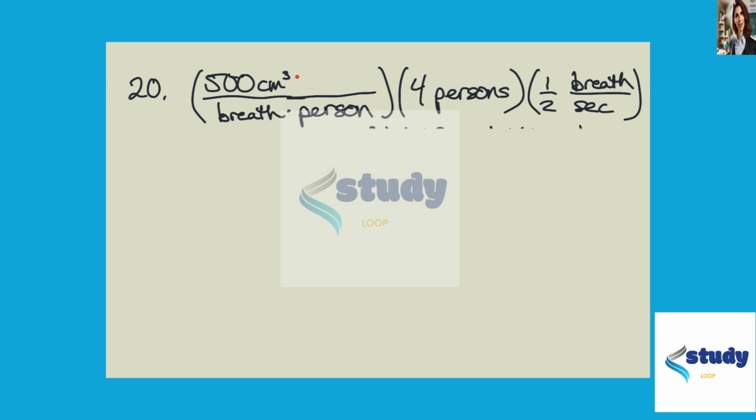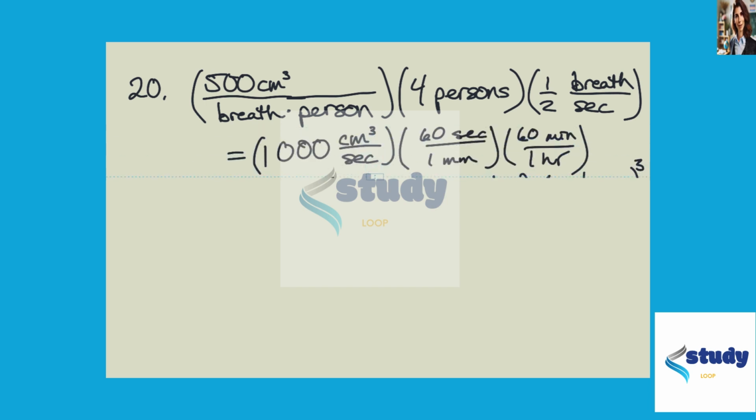So we need to do a bunch of unit conversions here. So we have 500 cubic centimeters per breath per person. Then we have 4 people. And I assume that we take one breath every 2 seconds. So your answer is going to depend a lot on this assumption. And if we do that, this thing simply becomes 2, and this is 500. So we get 1,000 cubic centimeters per second is what the astronauts breathe.